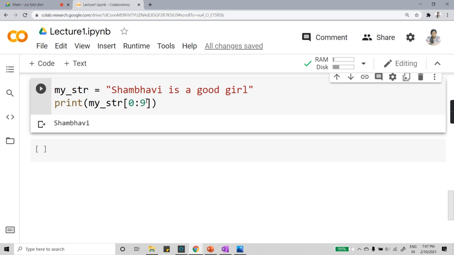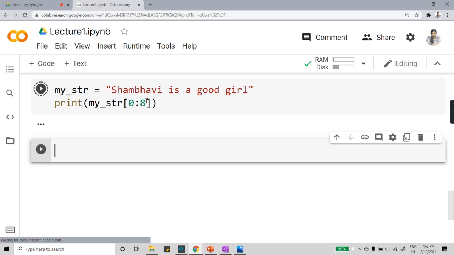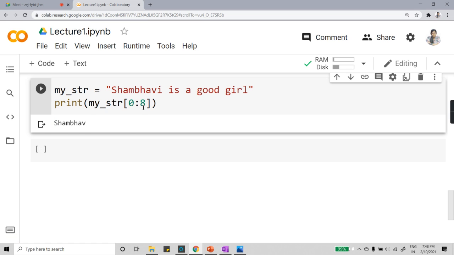Now, if I just change this 9 to 8, see, it will miss the last I. It missed that last character, I, and only printed till V, because here I have written 8, so that will be n minus 1, which is 7. So it will automatically go till 7 only. It will not print the characters till the 8th index, it will print the characters till the 7th index only.